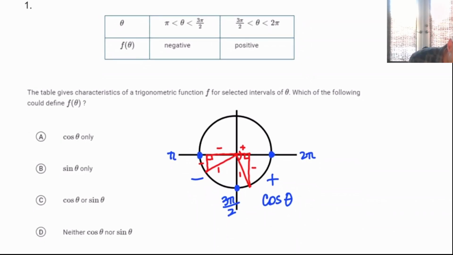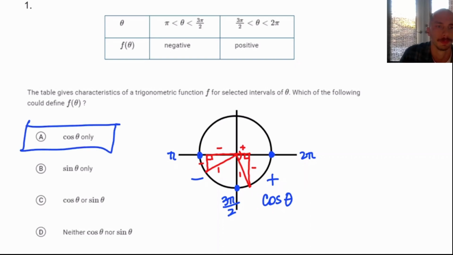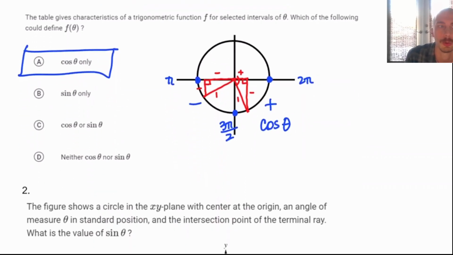All right, so if I think about over here, is cosine theta negative in the third quadrant? Yes, it is. I've got an adjacent, which is negative, and a hypotenuse, which is 1. So I'm going to say that this is cosine theta only. And then what I might also add is that sine is negative on both of those intervals. Because we're down there below the x-axis, the vertical leg of our triangle is going to be negative. The displacement from the x-axis to the point on the unit circle is going to be negative. That's what sine is. It's the vertical displacement from the x-axis on the unit circle.